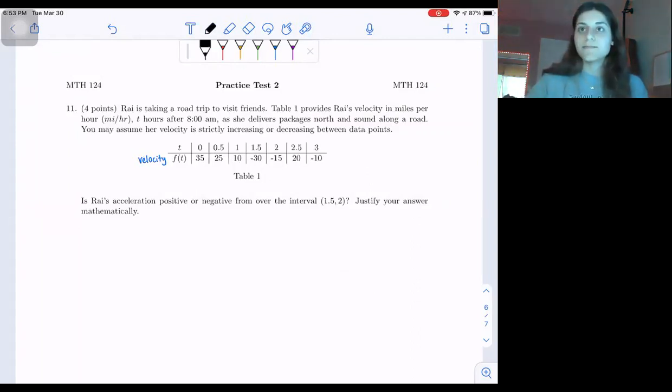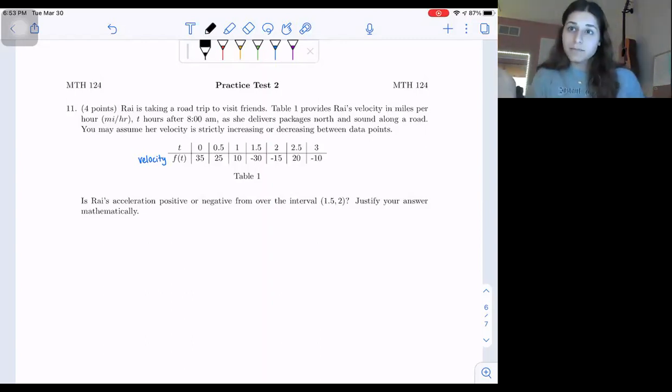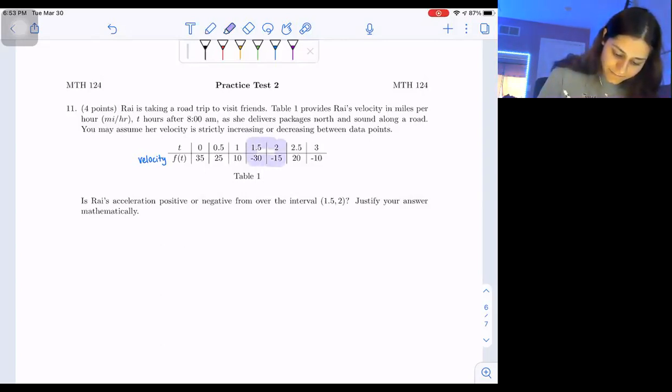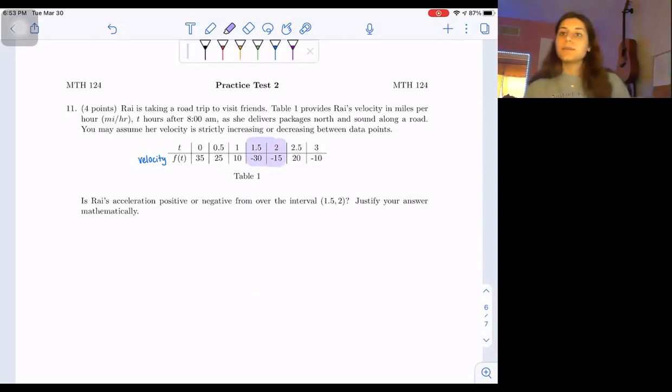We're just going straight. And assume her velocity is strictly increasing or decreasing between data points. So if it's following a trend between data points, this is just telling us that it's not gonna curve on us randomly in between data points, right? Not super important, but cool. Just another assumption. Is the acceleration positive or negative over the interval 1.5 to 2? So the interval in question is right here. These two points. Is the acceleration positive or negative?